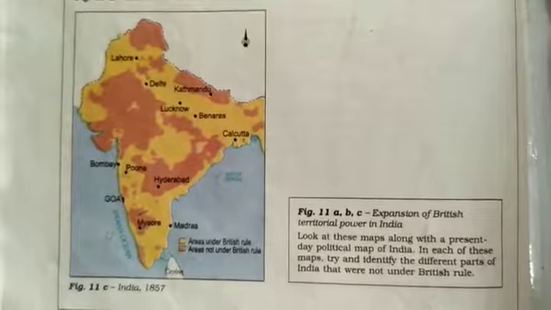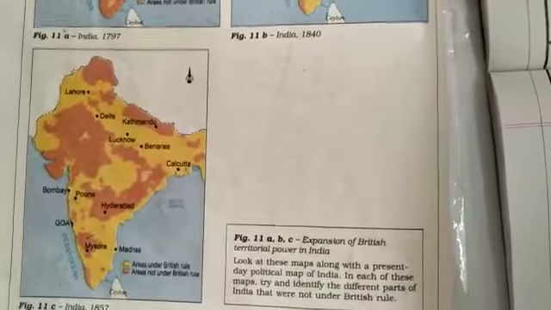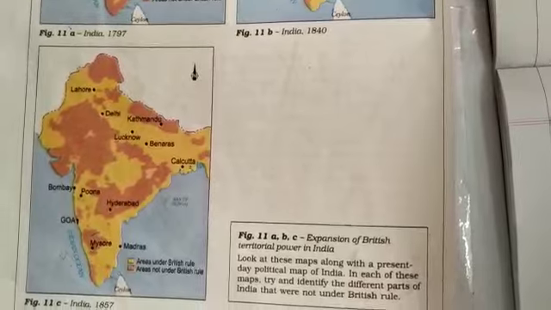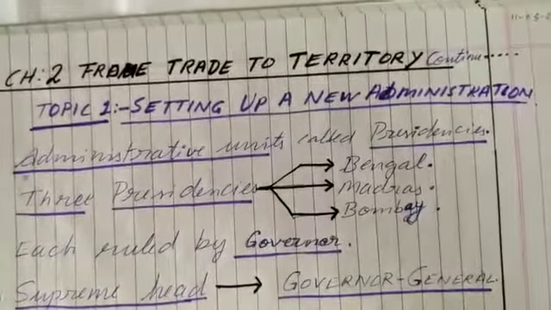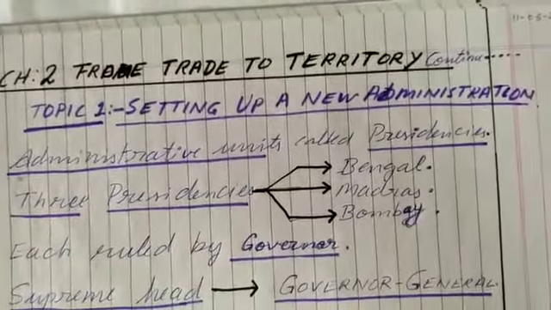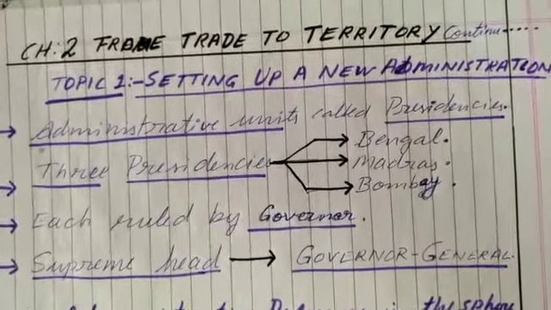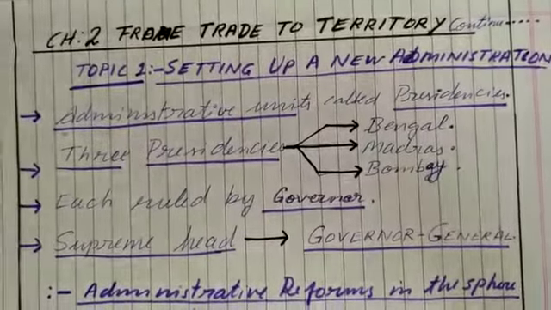Okay, so now as you can see here, they have extended their power so much. Now the big question is how they established and maintained control over such a vast area. And for this we will focus on what new administrative changes they made, or how they set up a new administration to have control over such a vast area.